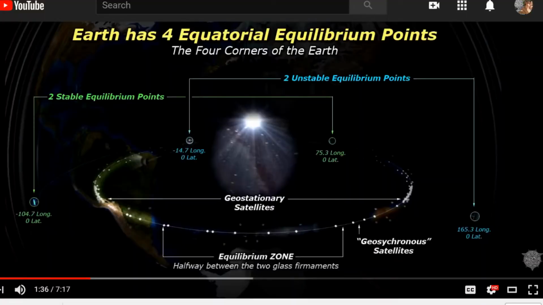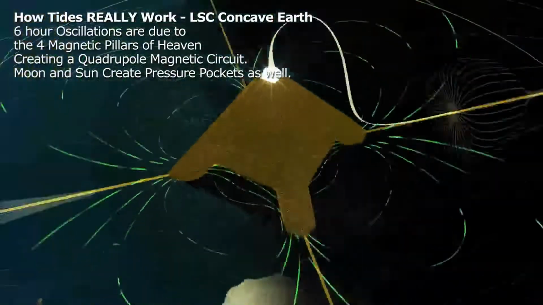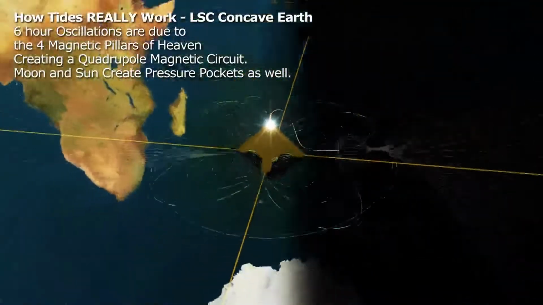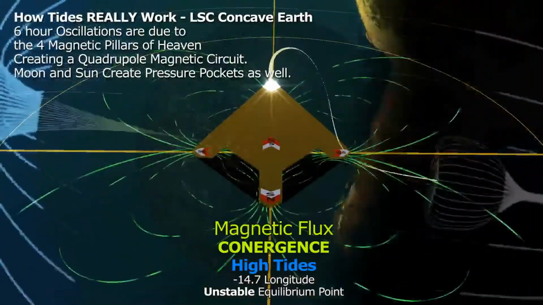You see, I made this graphic a long time ago. We have 4 equilibrium points, equatorial equilibrium points. 2 stable ones, you see there on the left, negative 104.7, and then a 75.3. Those are the stable ones, and that would be the actual divergent push. Going back to the animation here. So the stable areas are the divergence, and the unstable equilibrium points are the convergence, where they're unstable.